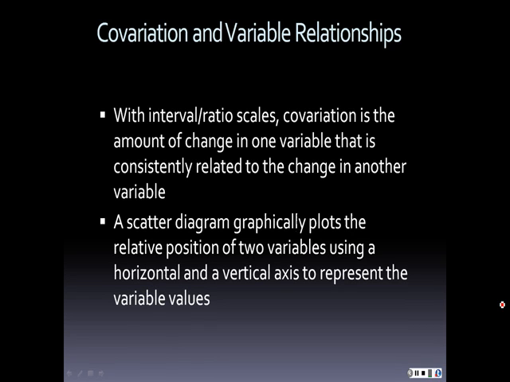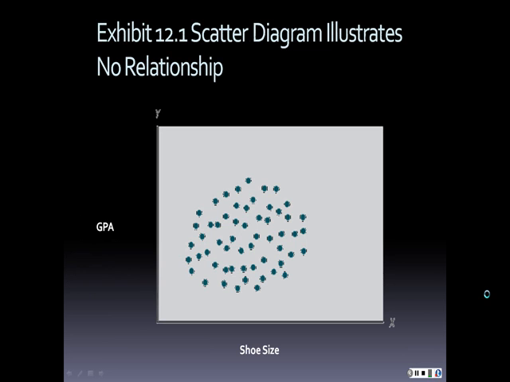Now before getting into the statistics, we can visualize the data using a scatter diagram. And with the scatter diagram, essentially what we're doing is we're taking two variables, an x and y variable, and we're graphing them in a two-dimensional space. And for example, here we're looking at the relationship between GPA and shoe size, or specifically we're looking to see if there is a relationship between GPA and shoe size.